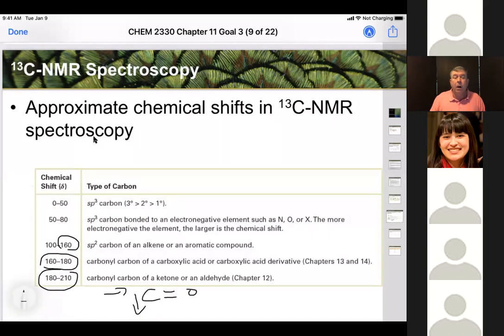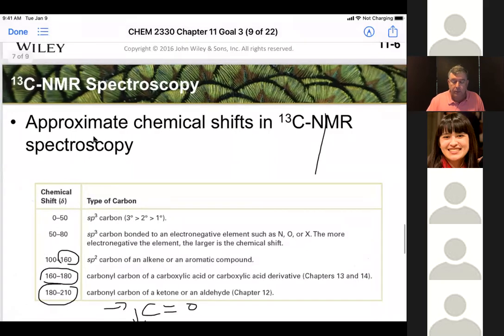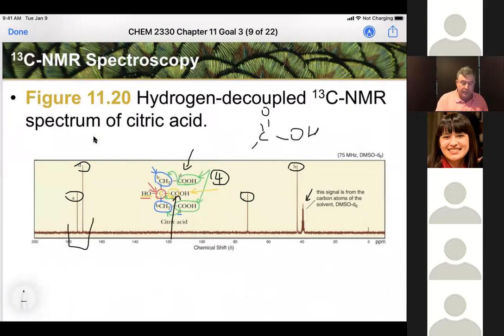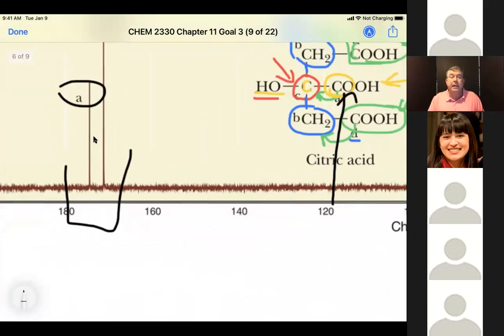So if carbonyls are the ones that are going to be shifted that high, let's go back and look at our proposed structure here. We have a carboxylic acid here and a carboxylic acid here, and they're different. That carboxylic acid, of course, is a carbonyl with an OH on it. And so that's probably these two peaks right here, right above 160 but below 180. So those are our carboxylic acid peaks. We've identified two of those carboxylic acid peaks.